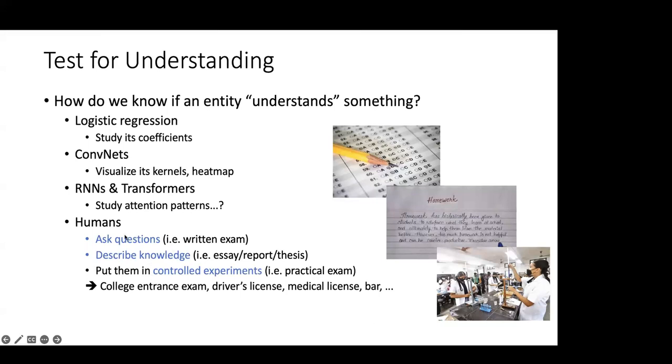All these three modes of evaluation are ubiquitous in our daily lives. College entrance is an exam. Driver's license is an exam. A medical license is an exam. The bar is an exam. Basically, we give out licenses to qualified individuals after they pass their exams. So I think that is probably the only way to evaluate whether humans understand something.